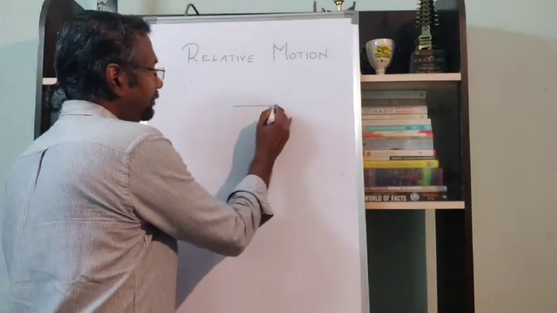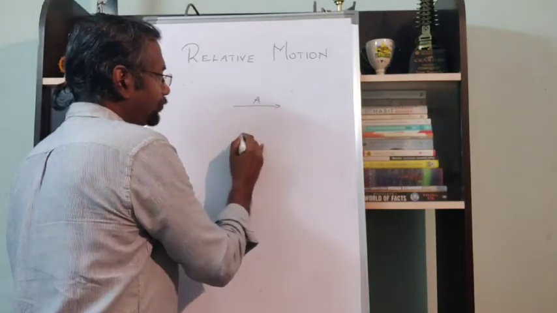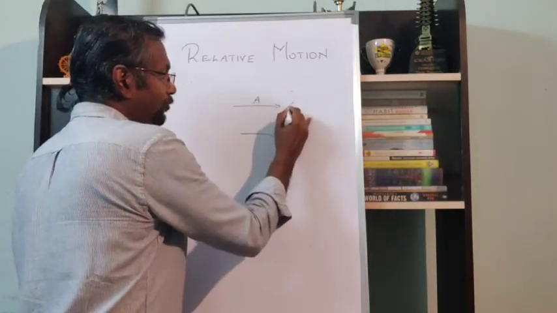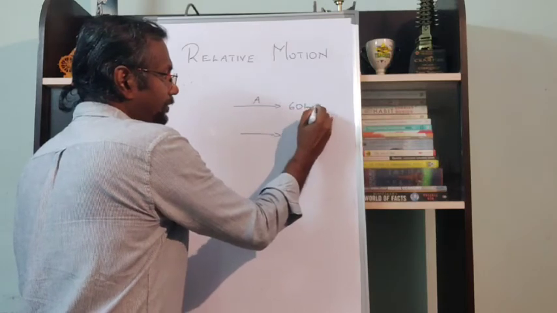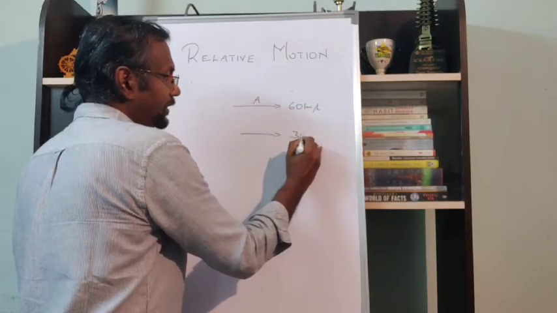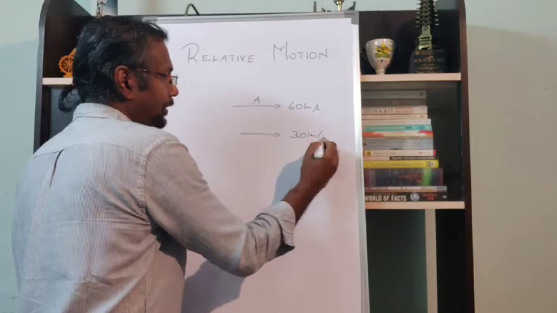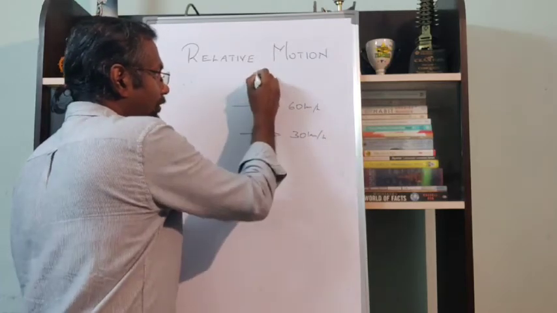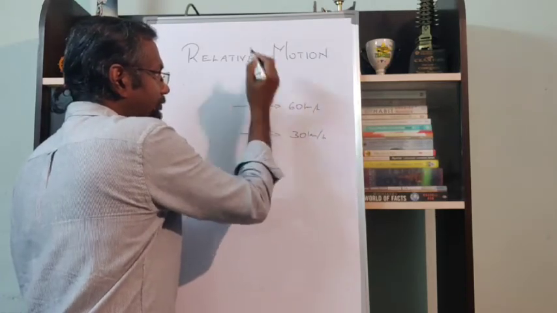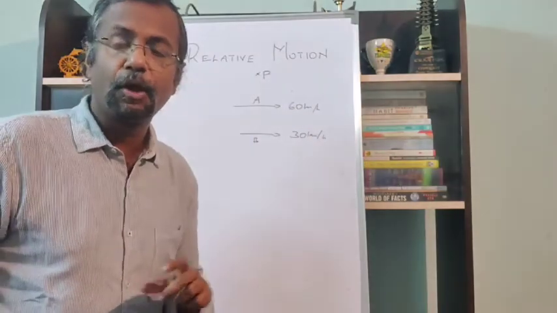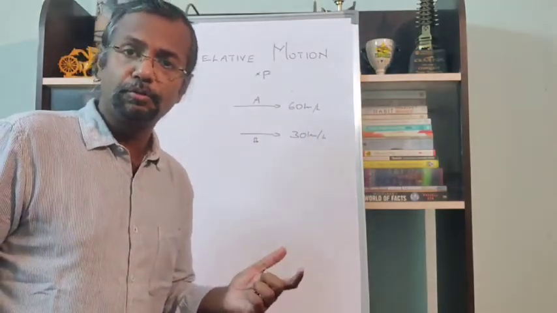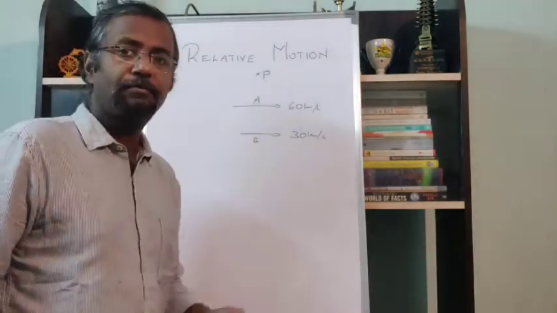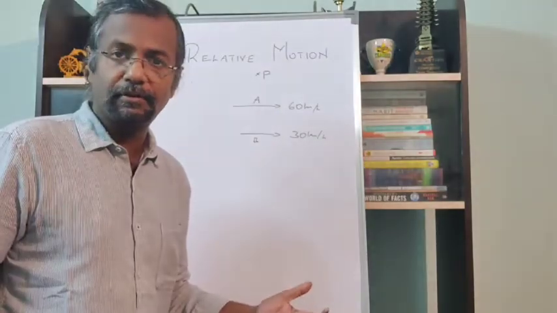There was a train A and there was a train B. Train A was traveling at 60 km per hour and train B is traveling at 30 km per hour. And here you are standing stationary on the ground at a point P. What is the velocity with respect to you? In your reference frame, train A was moving at 60 km per hour.